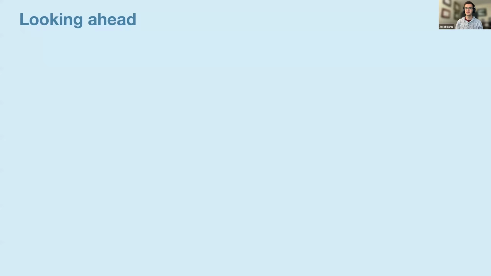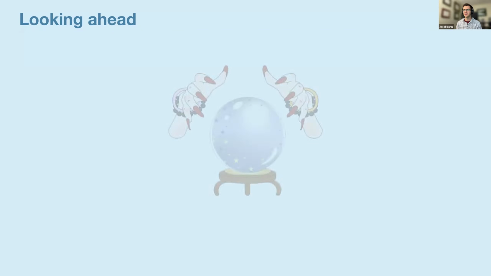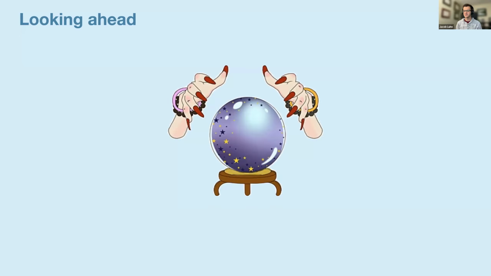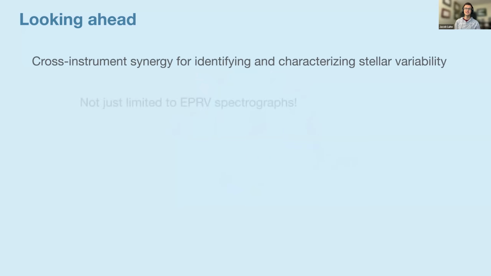I'll just do a final slide, looking ahead. What does this tell us? So we are in the midst of full spooky season. And when I look into my crystal ball, what I see is a lot of stellar variability. And really that excites me. I think a lot of these instruments are going to give us really, really fun data sets to play with. And I'm particularly excited for the synergy between a lot of these instruments that are coming online.